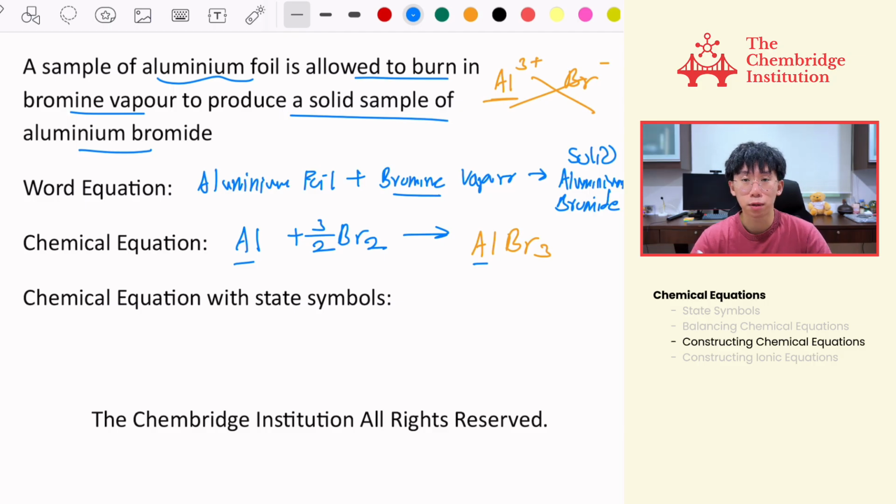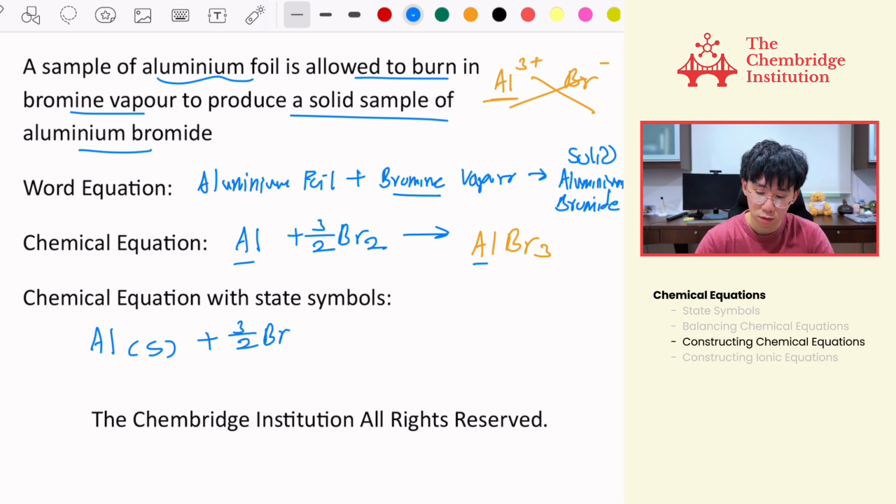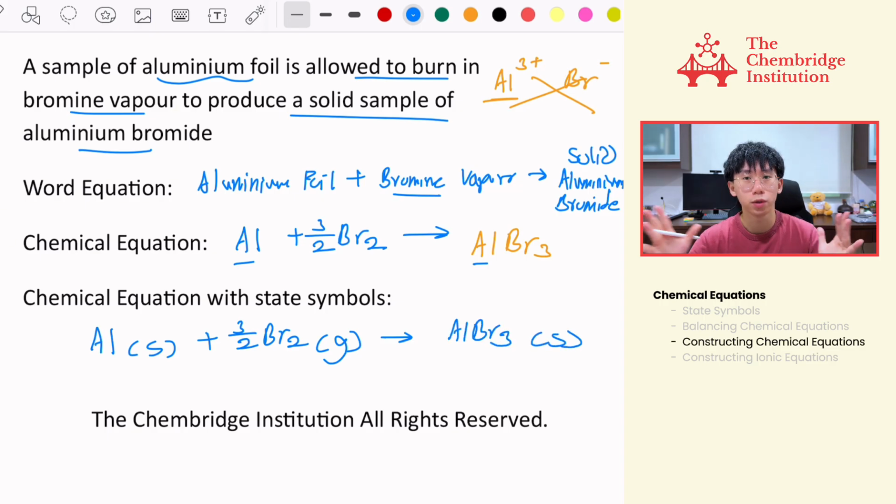Then you want a chemical equation that still states the symbols. So here, you can just repeat. So this is aluminium foil, so it's a solid, plus bromine vapor, so it's a gas. And this will give you a solid aluminium bromide, which is AlBr3, solid. And this is your full chemical equation.